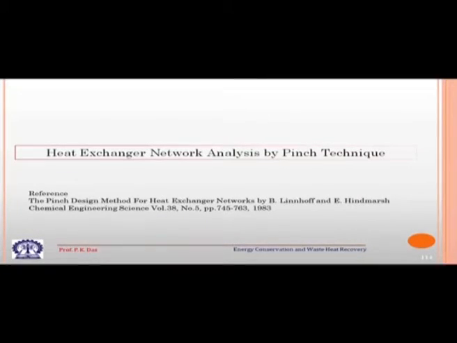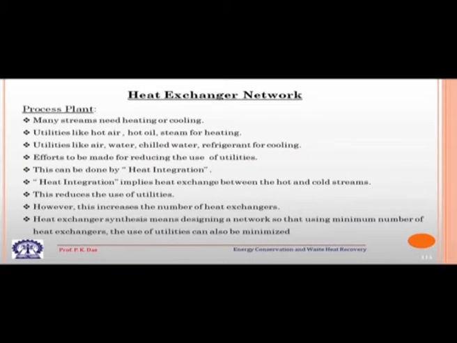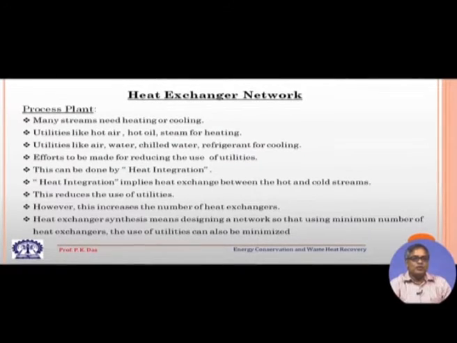The entire thing which I will discuss here, including the example, has been taken from this reference, the pinch design method for heat exchanger networks by Linnhoff and Hindmarsh. It was published in Chemical Engineering Science in 1983. So, let me first introduce what is a heat exchanger network.